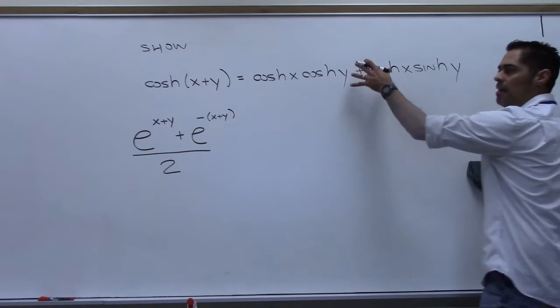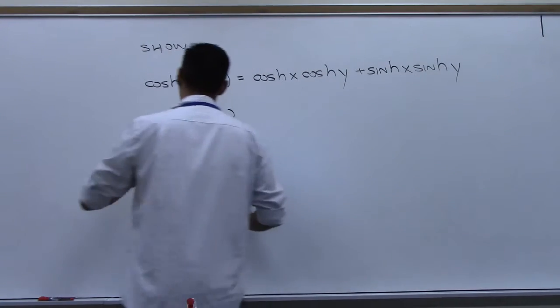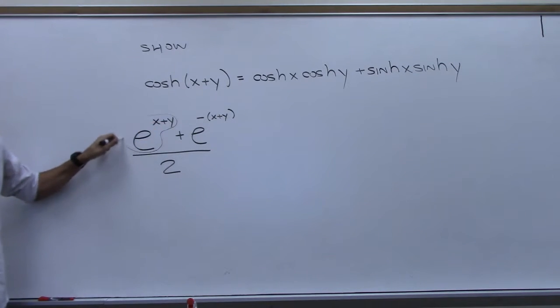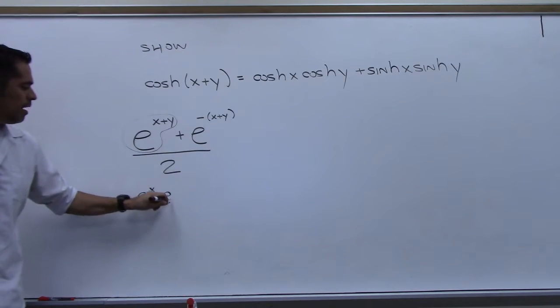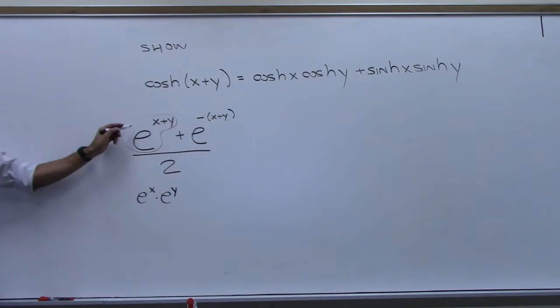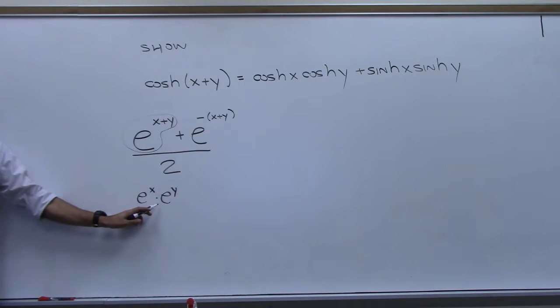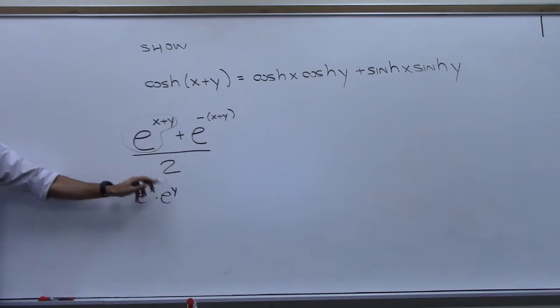The right side, well, let me do a little more with this just so you can kind of see it. Isn't this right here, this first piece, isn't that e to the x times e to the y? Same base, different exponents. You add the exponents, right? So this is e to the x plus y. That's this.